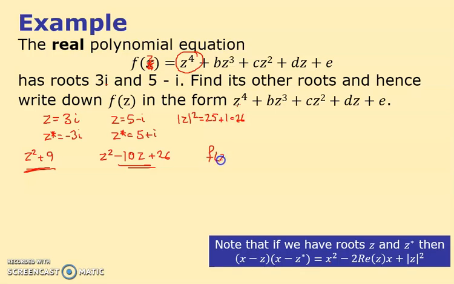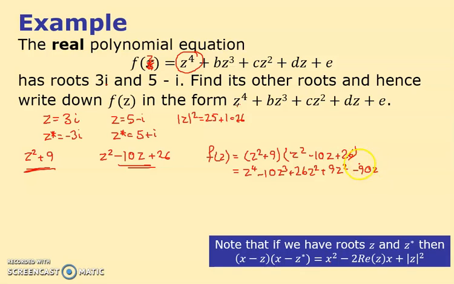I reckon my f of z is that first one, z squared plus 9, which is what I get when I do these two roots times by each other. And then I did these two roots times by each other, which is now z squared minus 10z plus 26. And I think if I multiply these out, I'll get my overall expression. So let's see what I get. I get z to the 4 minus 10z cubed plus 26z squared. Easy to get the powers wrong on these, isn't it? Plus 9z squared minus 90z.